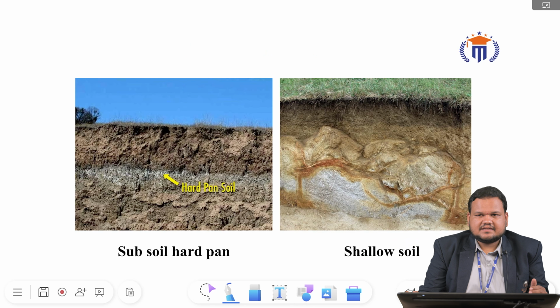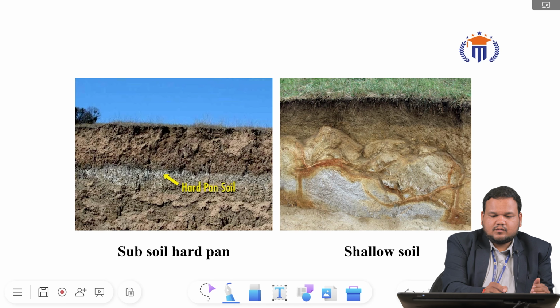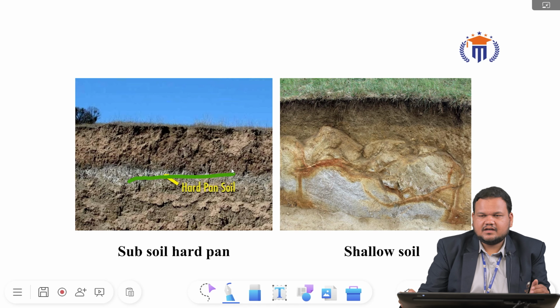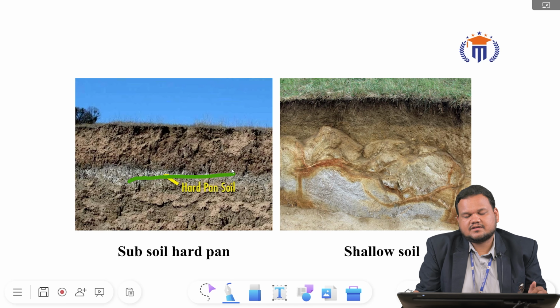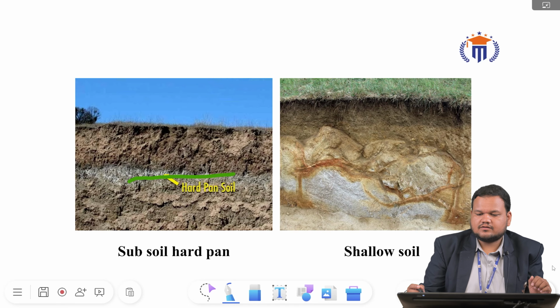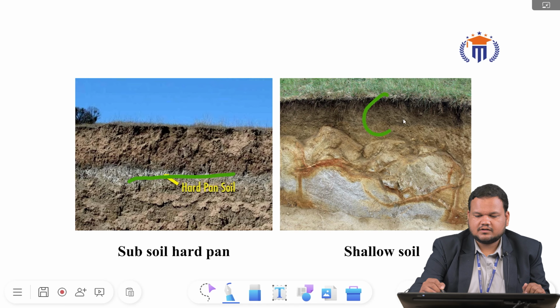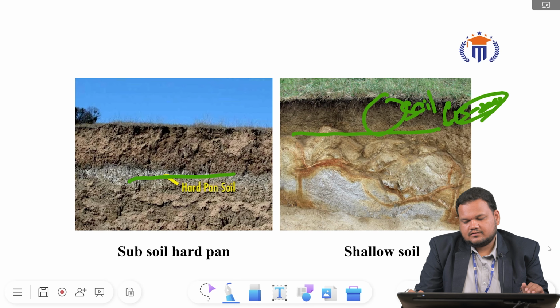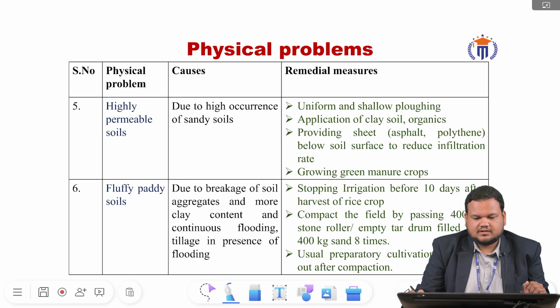And this is how the subsurface hard pan looks, where you can see some white color patches. That is known as the subsurface soil pan. And in the case of shallow soils, this is your soil, and the root is restricted to around 15 centimeters or around 20 centimeters. After that, the rock will be present. So this is known as shallow soils. So next is high permeable soils.